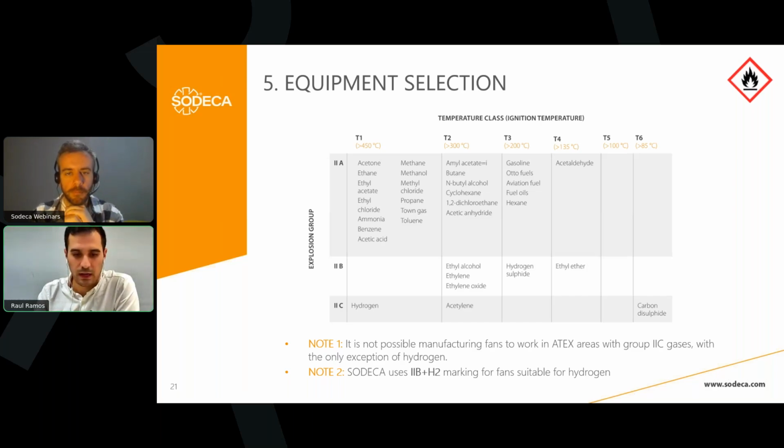Then we have here a table which classifies the different chemical compounds regarding their temperature class and their explosion group. It's important to clarify that we cannot manufacture fans to work in ATEX areas with group 2C gas, acetylene and carbon disulfide. But with hydrogen, yes, because of its very high ignition temperature, which is over 500 degrees Celsius. For these cases, we use the marking 2B plus hydrogen, H2, for all the fans suitable for hydrogen.